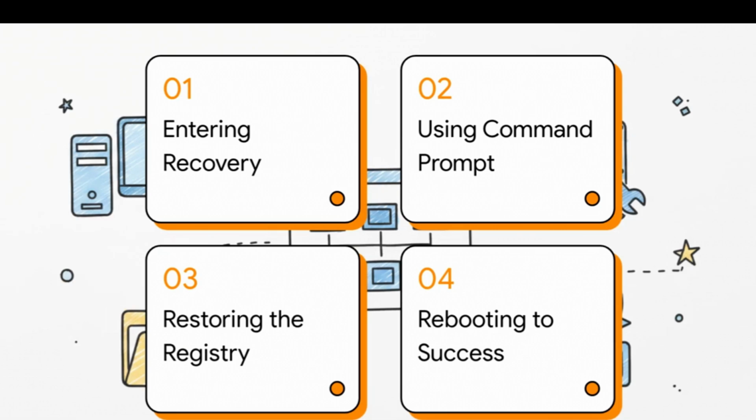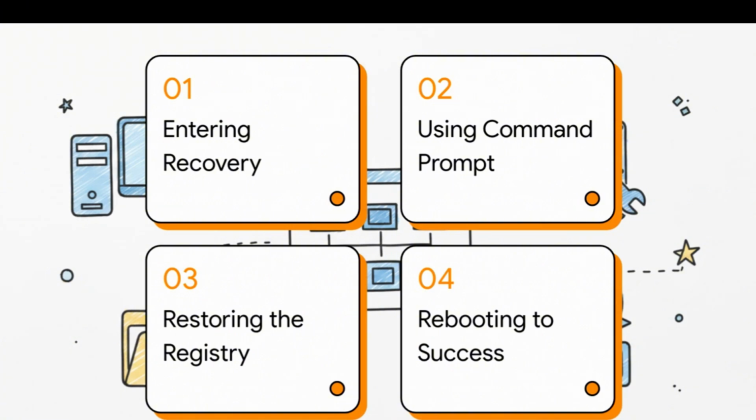So, here's our game plan. It's a clear 4-step process. First, we'll get into the advanced recovery menu. Second, we're going to pop open the command prompt and find where your Windows installation is hiding. Third, we'll run the actual commands to restore the registry. And finally, the best part, rebooting to a working computer.